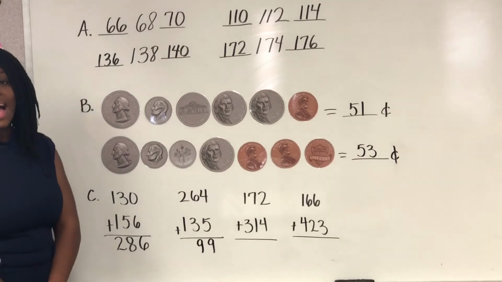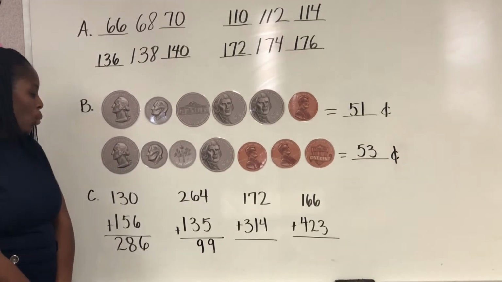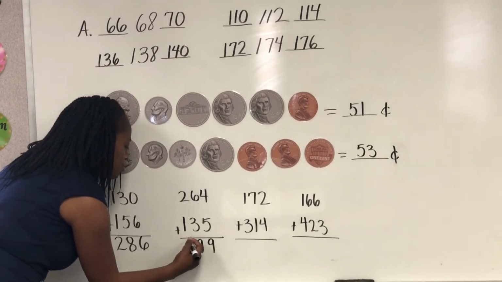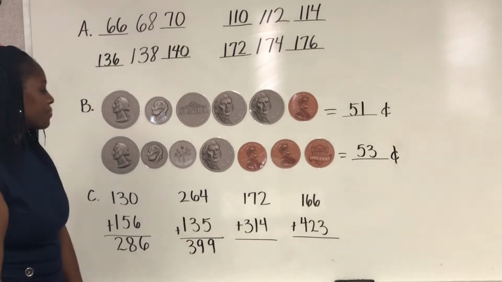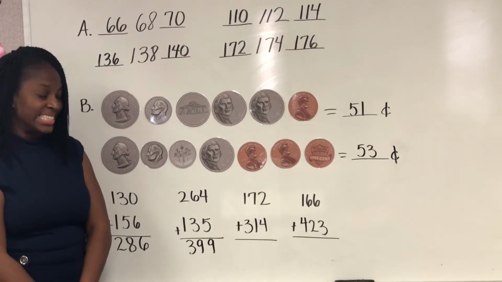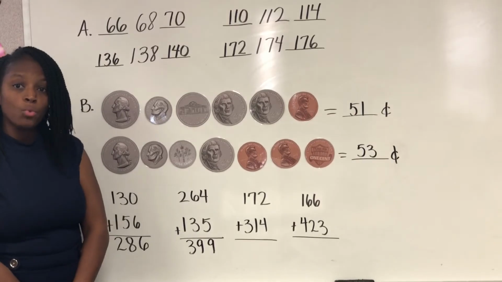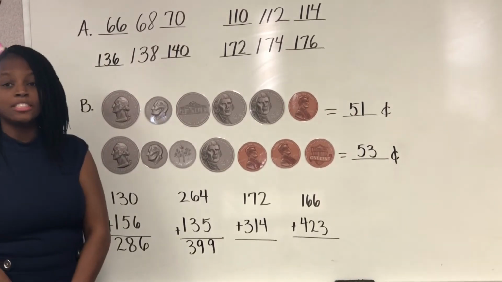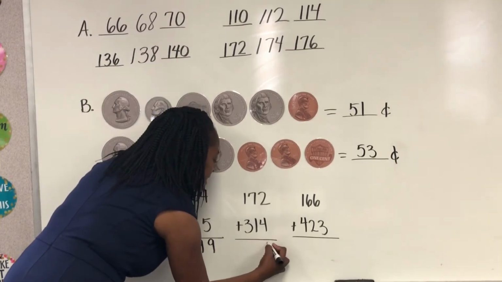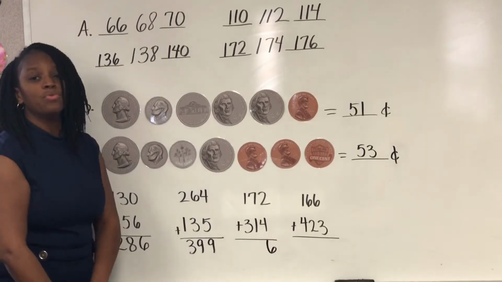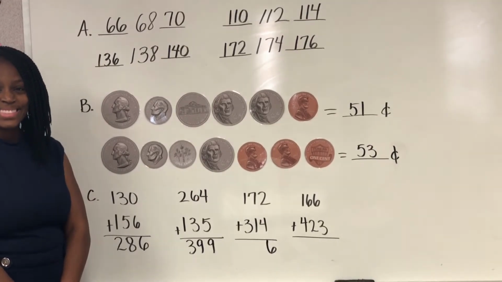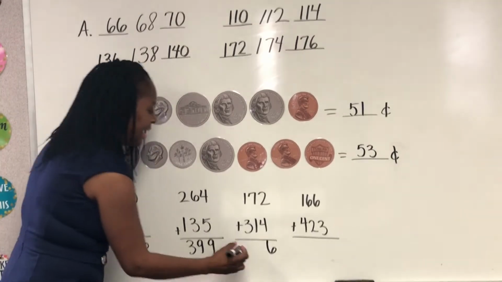And let's move on to our last place value, which is the hundreds place. What is 2 plus 1? 2 plus 1 equals 3. And let's take a look at 172 plus 314. Let's start with the ones place. What's 2 plus 4? 2 plus 4 equals 6. Let's move on to our tens place. What is 7 plus 1? 7 plus 1 equals 8.